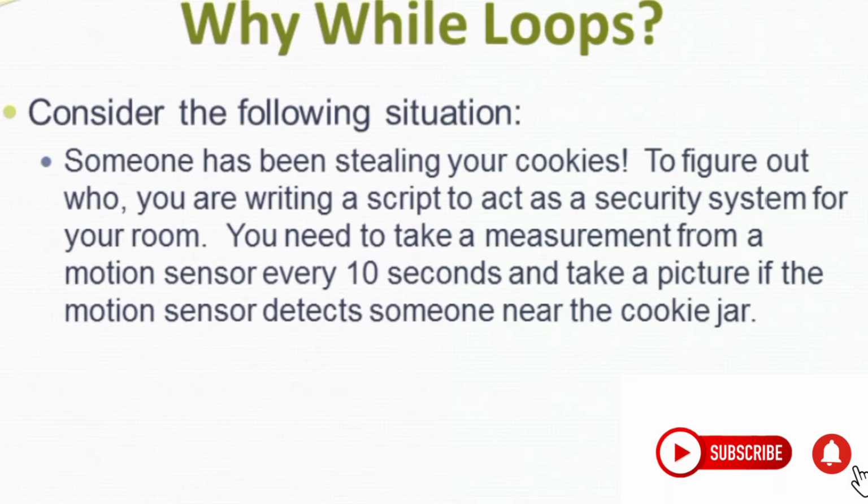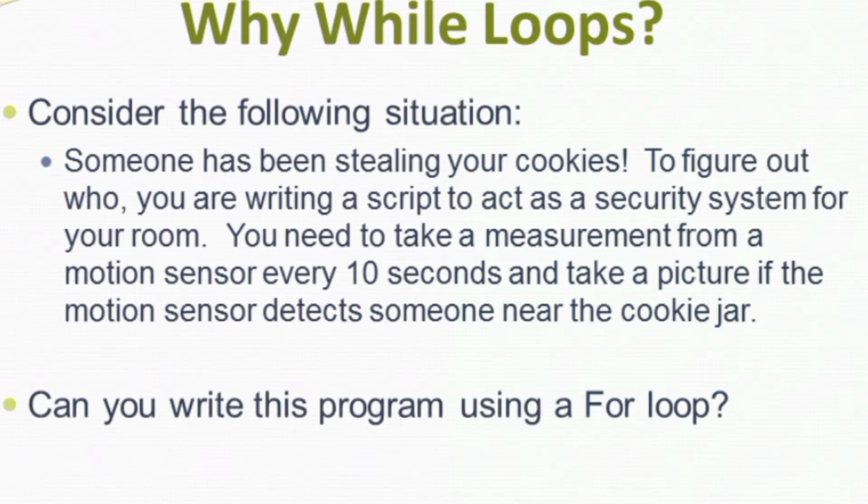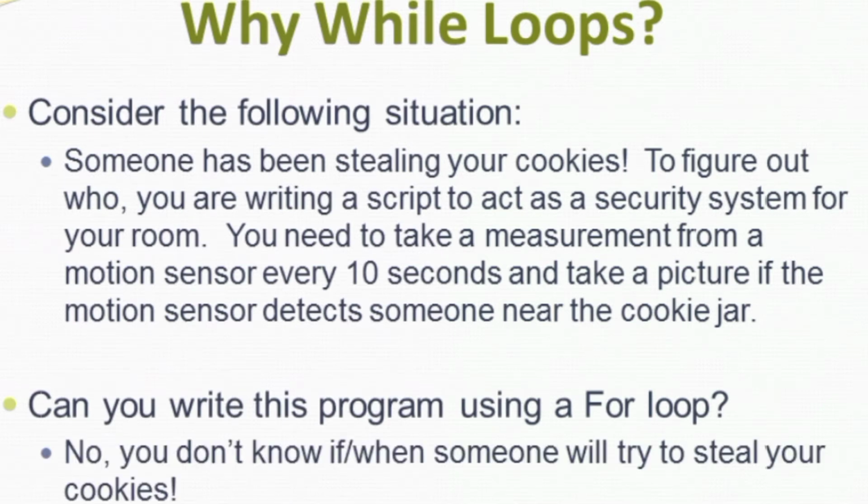Someone has been stealing your cookies. Oh no. So you need to figure out who is stealing your cookies. So you're going to write a Matlab script that's going to act as a security system. It's going to take a measurement from a motion sensor every 10 seconds and take a picture if the motion sensor detects that someone is near your cookie jar and likely trying to steal your cookies. So could you write this program using a for loop? The answer is no, because you don't know when somebody's going to try to steal your cookies, right?